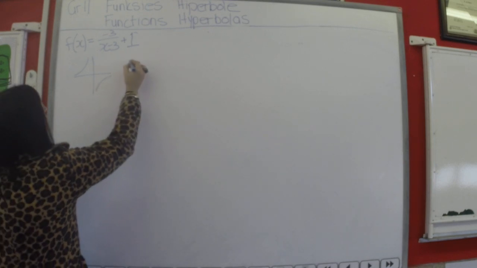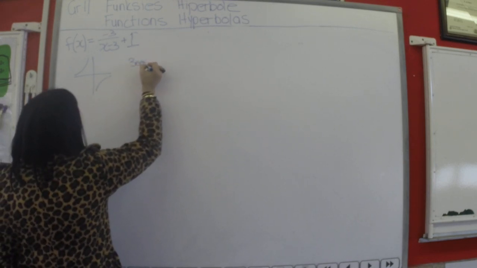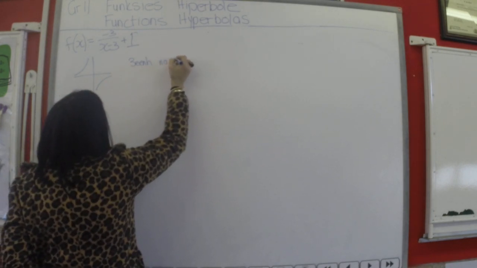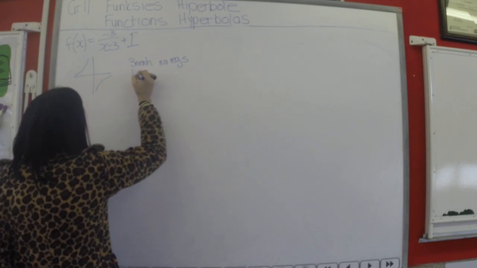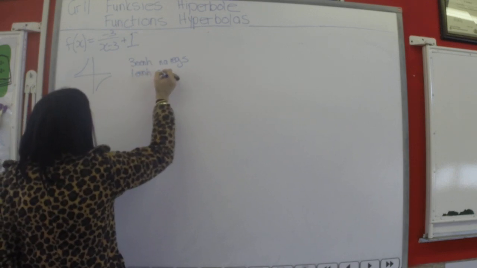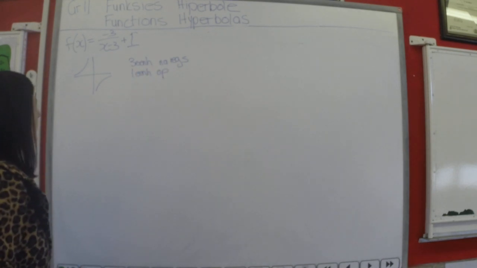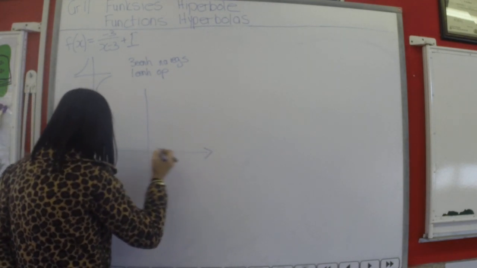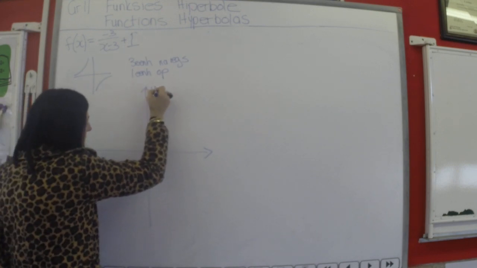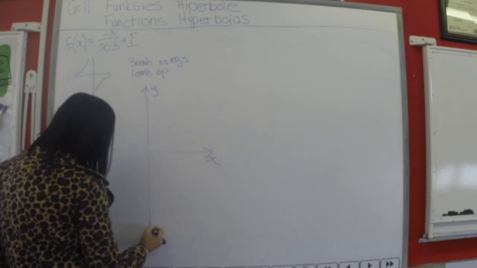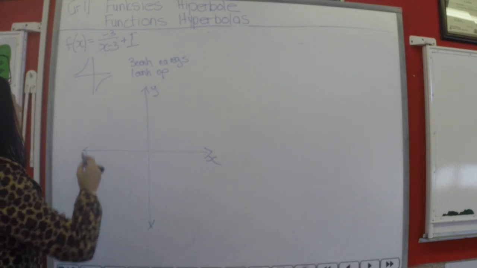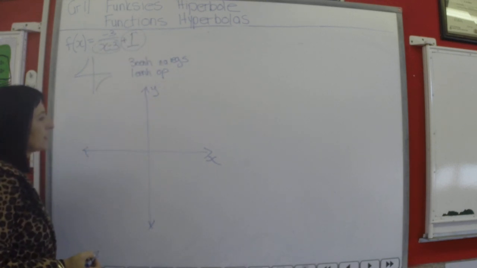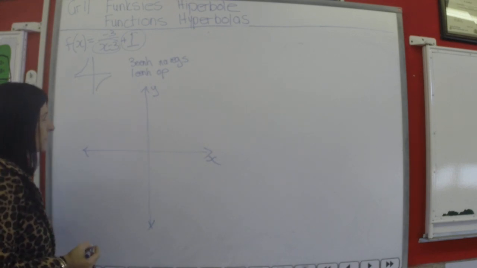Okay. Dan het hy 3 eenhede na regs geskuif. 3 units to the right. En 1 eenheid op. So now, if we draw the set of axes, dan het ons 'n y en 'n x. En nou kan ons dadelik gaan kyk na ons asymptote. So let's go and write down the equations of the asymptote.